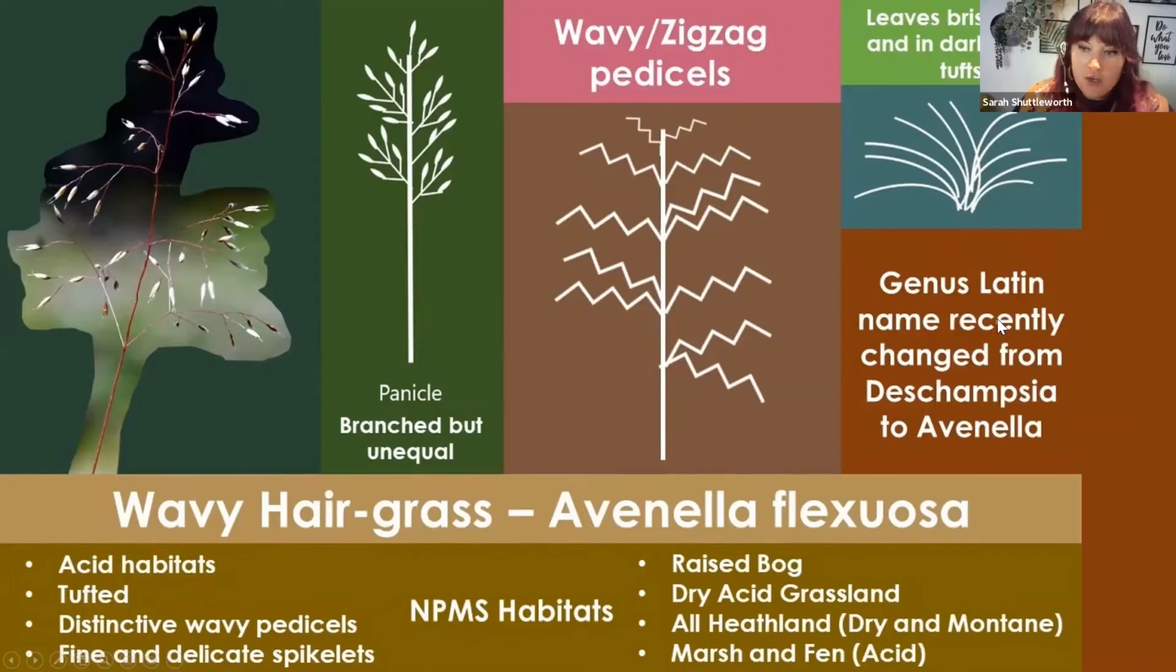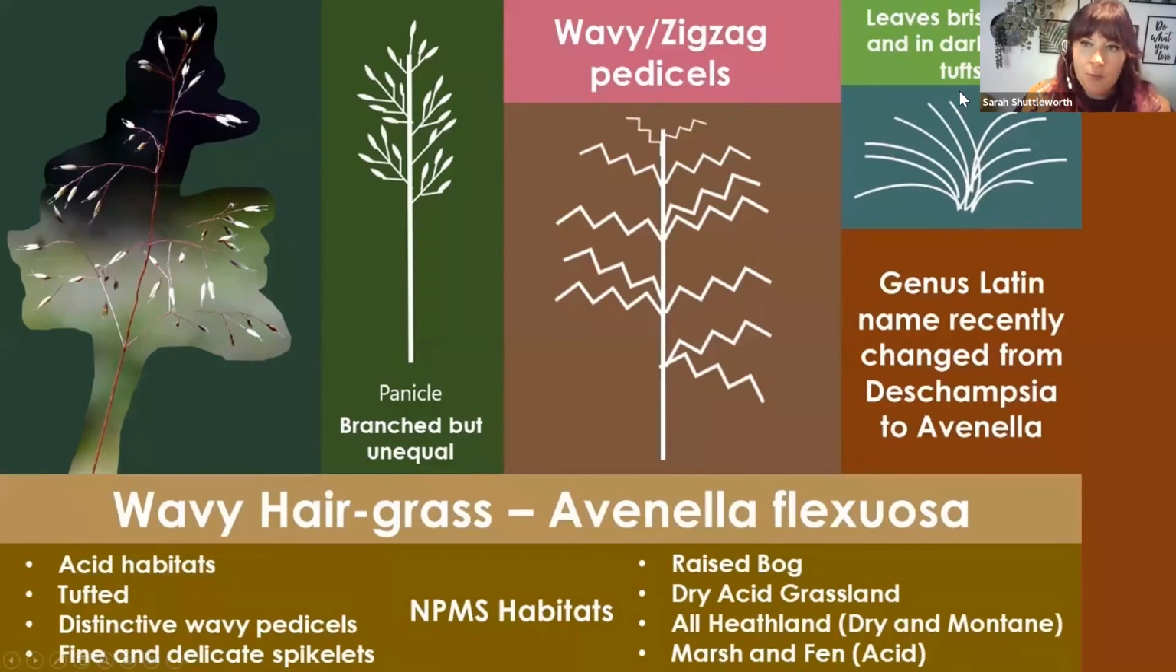It's also worth noting that in our current guidance notes, in our species list and in our ID book, it's down as Deschampsia flexuosa, but it's actually changed fairly recently to Avenella. Just worth noting that. So you'll be recording it as Deschampsia on our forms, from the species list, but it has changed to Avenella.